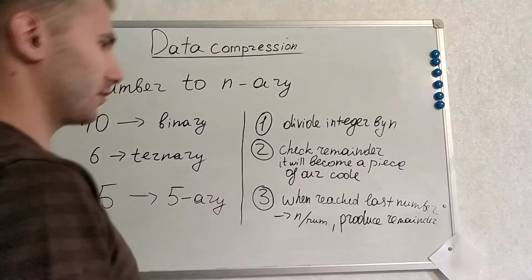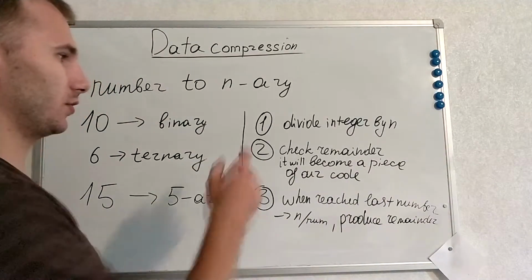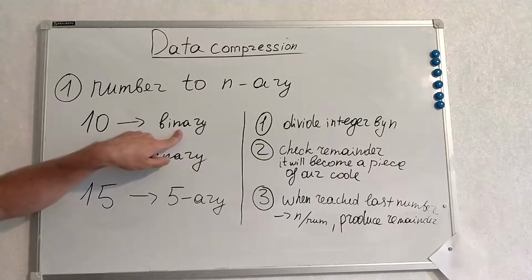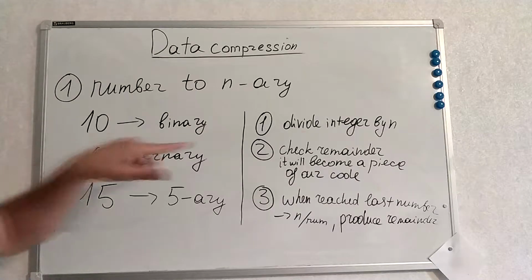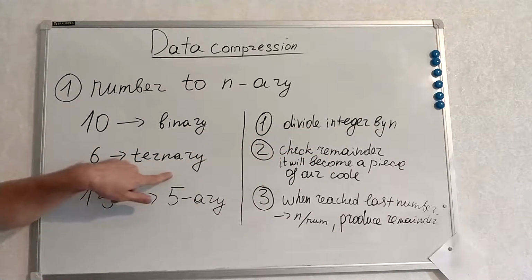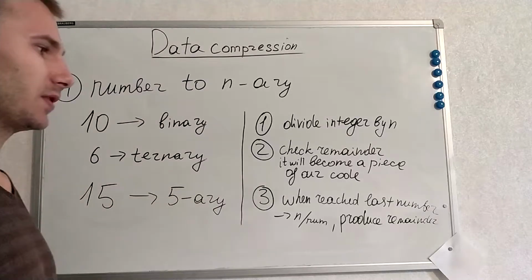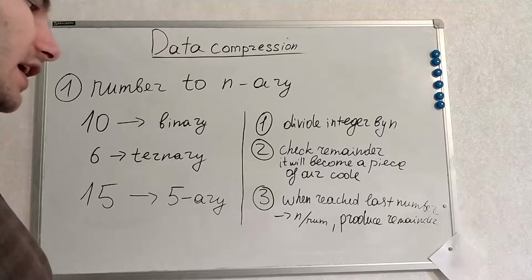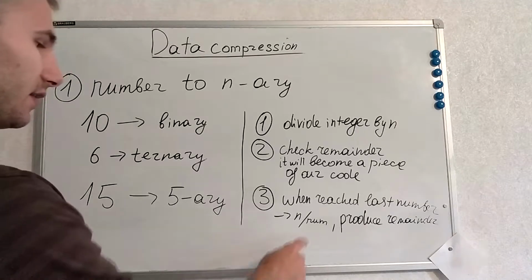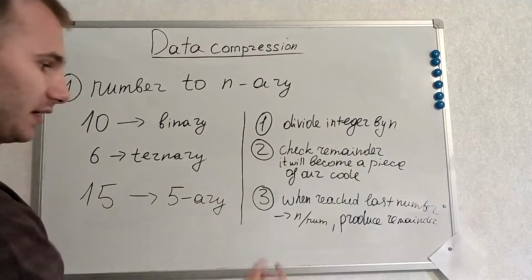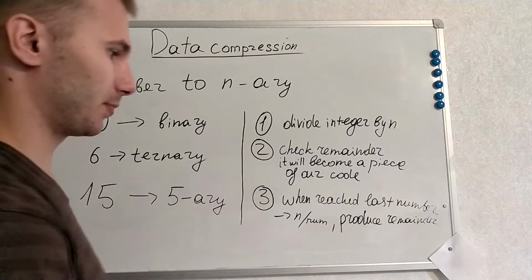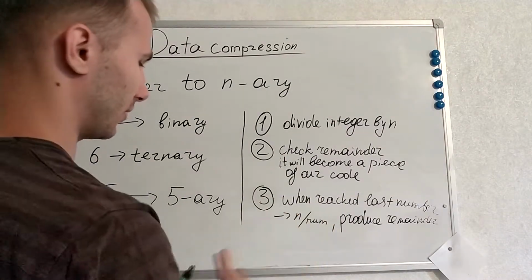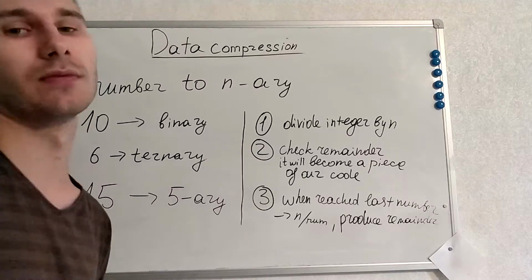Okay, our algorithm will consist of 3 steps. First, we divide our integer, for example 10, by n. n in binary is 2, or in ternary it's 3. Check the remainder. It will become a piece of our code. I think it's clear. And when we reach the last number, we divide n by the number, produce the remainder, and then at the end we will produce our code. I will show the example right now.